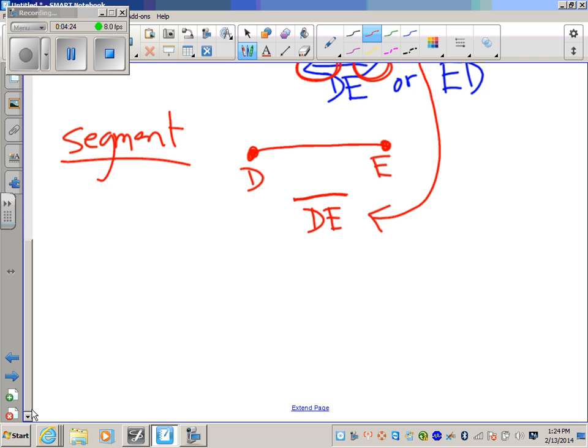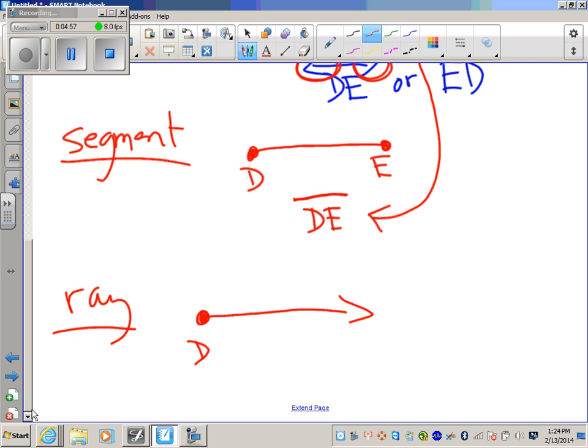A ray has a little bit of each. It has an endpoint, and it extends in the opposite direction forever and ever and ever. Kind of like a ray of sunshine. Where's the ending point? It would be the sun, right? And from the sun, it extends outward. So kind of like a ray of sunshine, a ray of light.